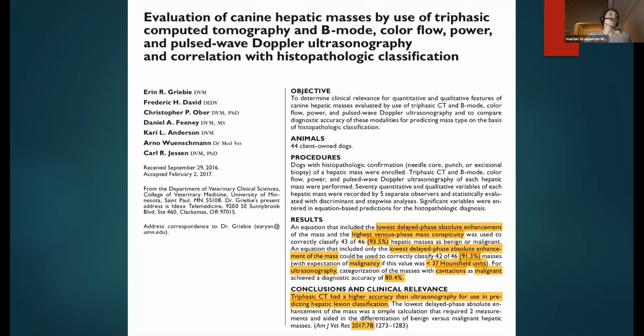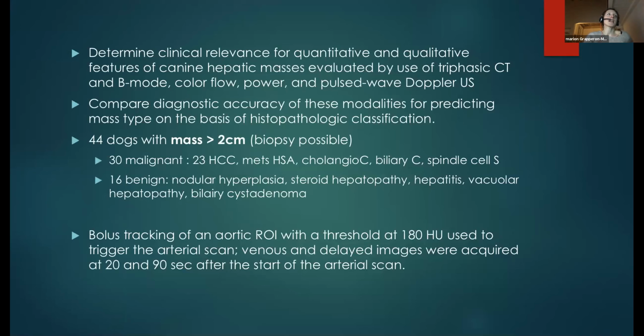So the aim was to determine the clinical relevance of quantitative and qualitative features of canine hepatic masses evaluated by triphasic CT and B-mode, color flow, power, and pulse wave Doppler ultrasound. The second aim was to compare the diagnostic accuracy of these modalities in predicting the mass type on the basis of the histopathology classification.